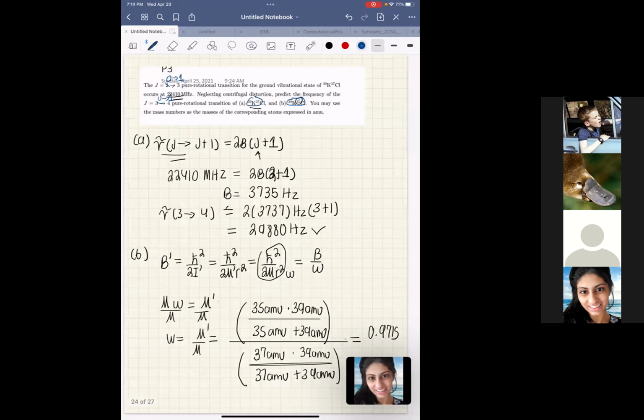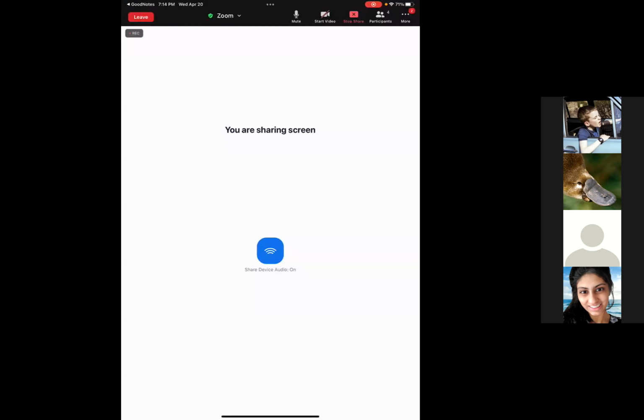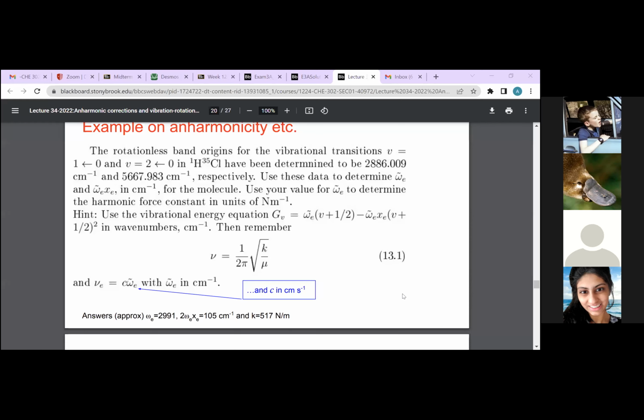I have one more question. Okay, so I can share my screen again. Oh wait, let me stop my sharing. So for this one, I got the WE and the WEXE, but the K one is not matching.